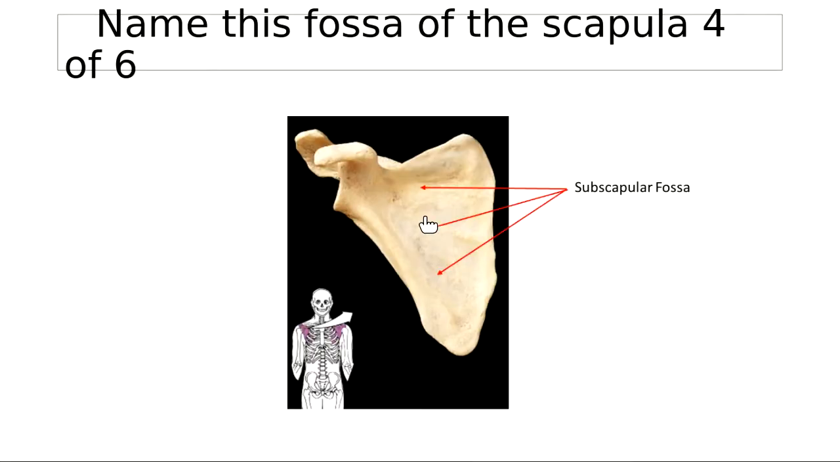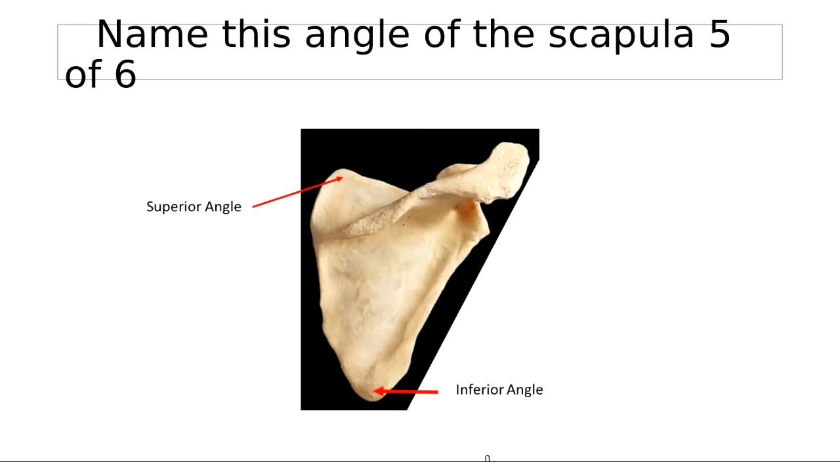On the underside, this is up against your rib cage. This is the underside. Subscapular fossa. Sub, below, or under, scapula, on the underside of the scapula. So it's a fossa on the underside. This is what goes up against your rib cage. Subscapular fossa. We have some angles. Here's a superior angle up at the top, and here's the inferior angle at the bottom. So two angles where it bends, the superior angle and the inferior angle.